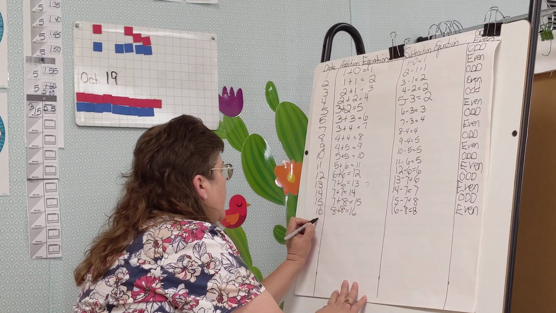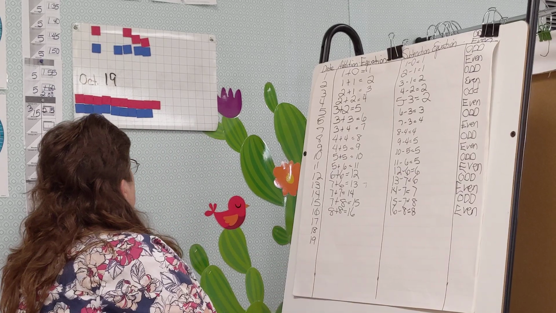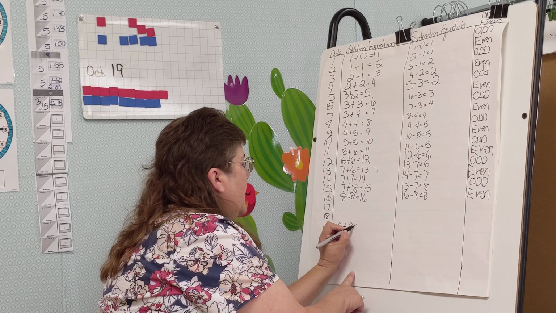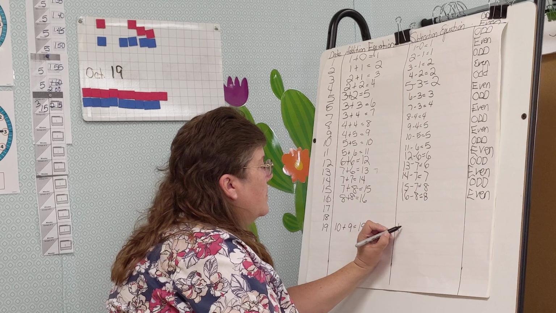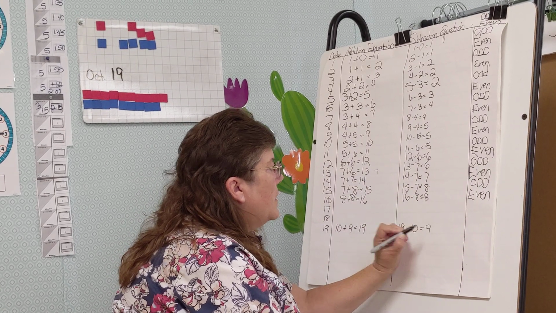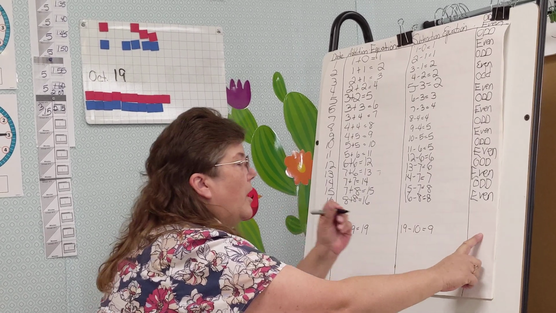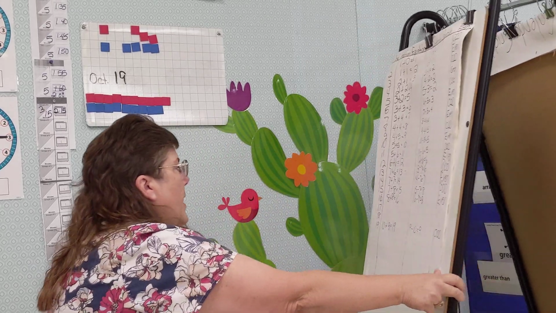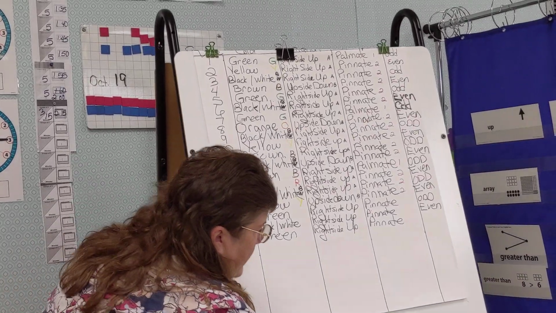I'll go back and fill in the weekend, but let's do this one. So we're going to do 10 red and 9 blue. That equals 19. 19 minus 10. And what did we just decide 19 was? Odd. Good job, everybody. Come back while I'm here and write odd.